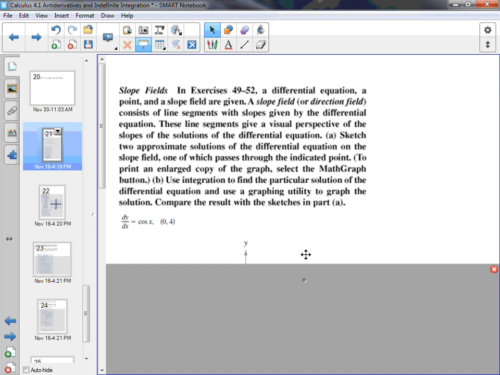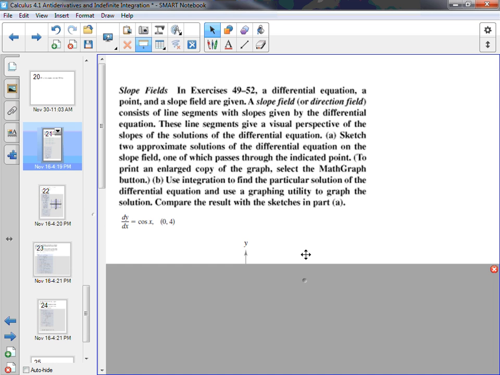So they tell us a differential equation, a point, and a slope field are given. A slope field, sometimes called a direction field, consists of line segments with slopes given by the differential equation. And we just looked at how you come up with those. These line segments give a visual perspective of the slopes of the solutions of the differential equation. So they want us to sketch two approximate solutions of the differential equation on the slope field, one of which needs to pass through the indicated point.